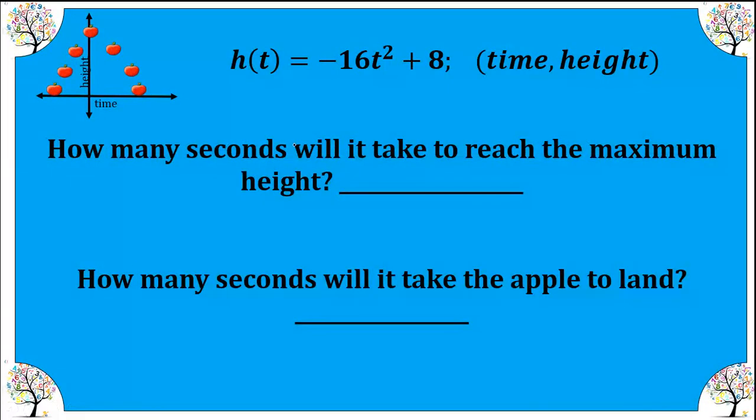How many seconds will it take to reach the maximum height? So normally we would be looking at our vertex and doing negative b over 2a, but we know that the apple started at its maximum height in 0 seconds. Now we need to know how many seconds it will take for the apple to land. So we're looking for this value here. So I'm just going to use the quadratic formula.